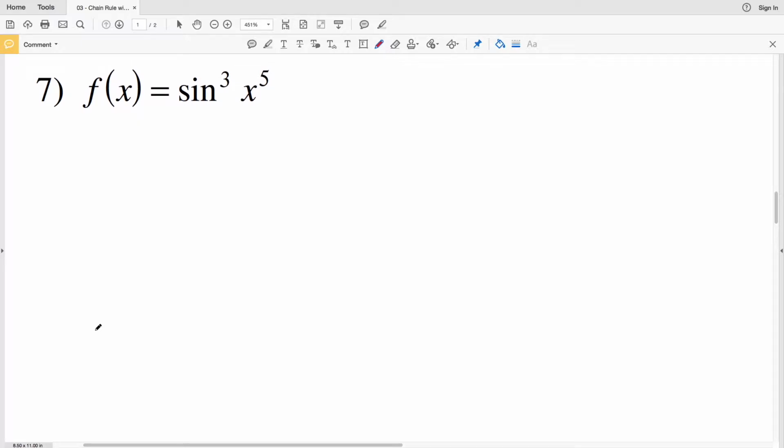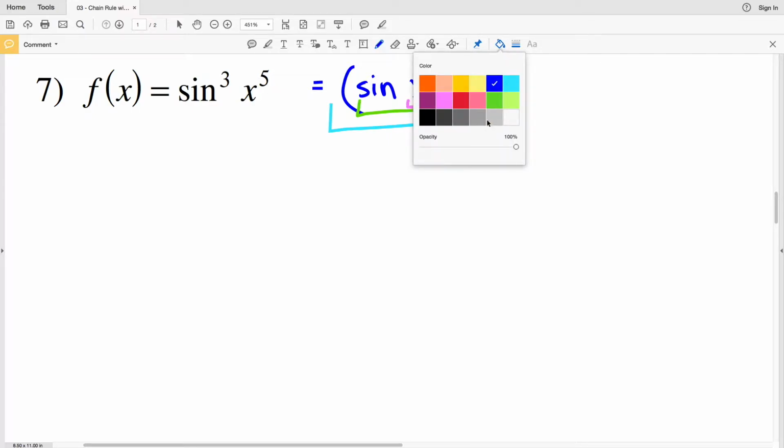In number 7, I'm going to need to use the chain rule multiple times. Remember, this cube is applied to the entire function sine of x to the fifth. So if you need to rewrite it, feel free to rewrite it as the sine of x to the fifth cubed. So what I'm going to do, I'm going to take the derivative of that outside function, which is my function cubed. Then I'm going to take the derivative of the sine of x to the fifth, and then that gets multiplied by the derivative of x to the fifth. So I'm applying the chain rule 3 separate times.